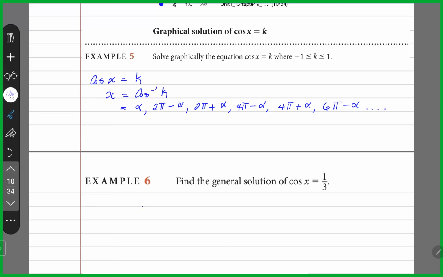All right, by now we should be able to see a pattern that the general solution for cos x is equal to k is x is equal to 2n pi plus or minus alpha, where n is an element of the set of integers.